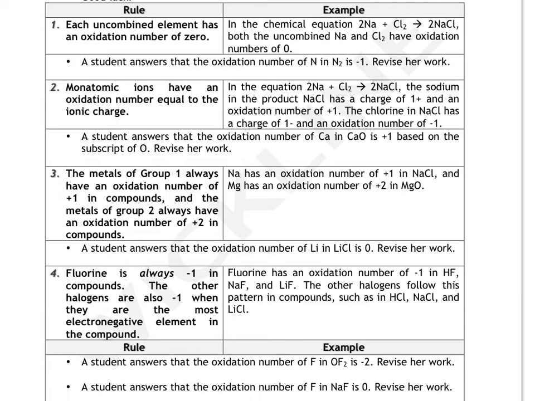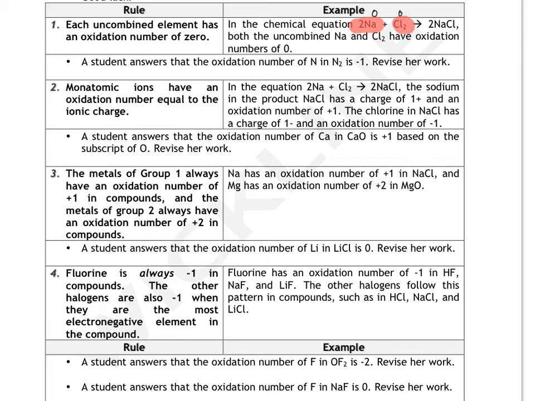Number 1, let's say that each uncombined element has an oxidation number of 0. So for instance, sodium is an uncombined element in this example, so it's going to have an oxidation number of 0. And even chlorine is an uncombined element. Even though it says Cl2, it's uncombined with another element, so its oxidation number is still going to be 0. So 0 for the oxidation number of sodium and 0 for the oxidation number of chlorine.